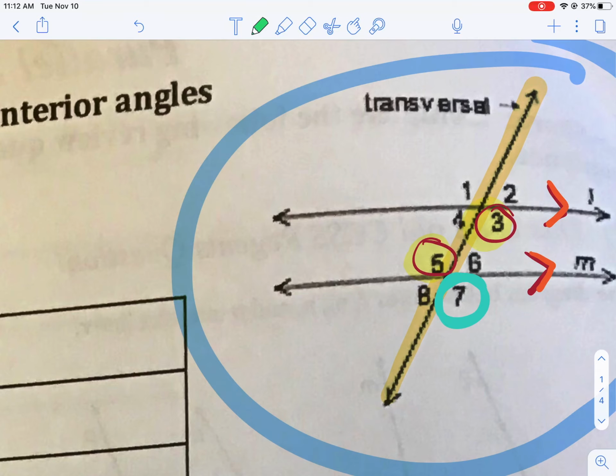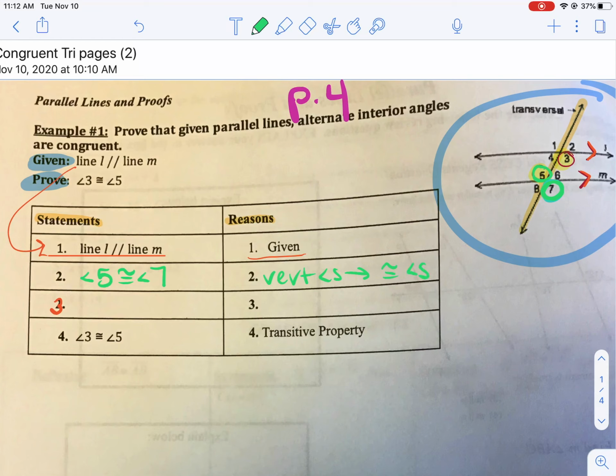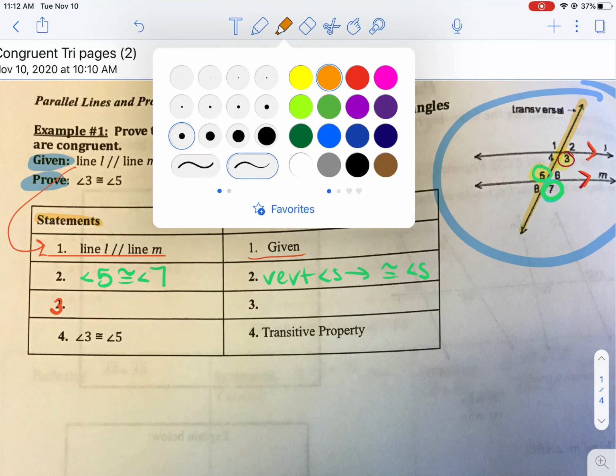So first, what is the relationship between angle 7 and angle 5? They're across from each other, which means they're also congruent. And why are they congruent, guys? Angle 5 is congruent to angle 7. That's our statement, because we know all vertical angles are congruent angles. Okay? Now, let's look at the other pair of angles that I've highlighted here for us.